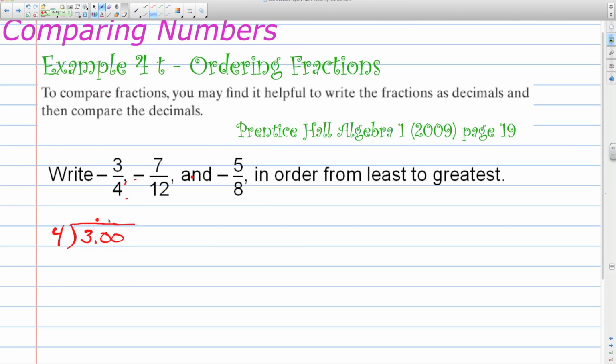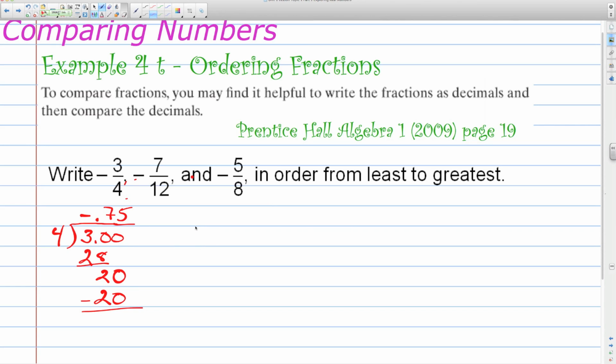And this may be a fraction you know. It's 0.75 or 3/4, but 4 goes into 30 7 times. 7 times 4 is 28. Subtract, that leaves 2 left over. I bring down the 0, and 4 goes into 20 5 times. 5 times 4 is 20. We get nothing left over. So the first number here is -0.75.